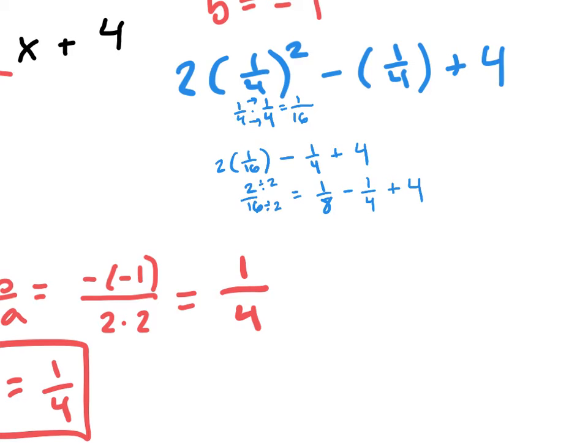So let's add our fractions together. What do we need in order to add fractions? Common denominator. So we can give everything a denominator of 8. So what do we have to do to the 1/4 to get it to be a denominator of 8? Times 2. Awesome. Multiply the top and the bottom by 2. So we get 2/8. And then what should we do to the 4 to get it to be a denominator of 8?